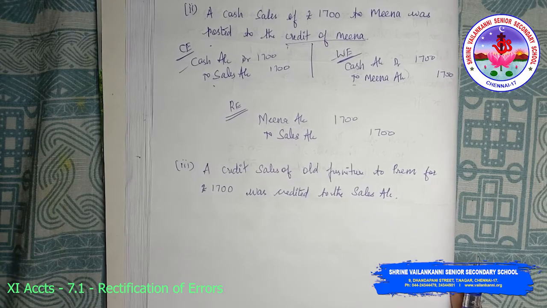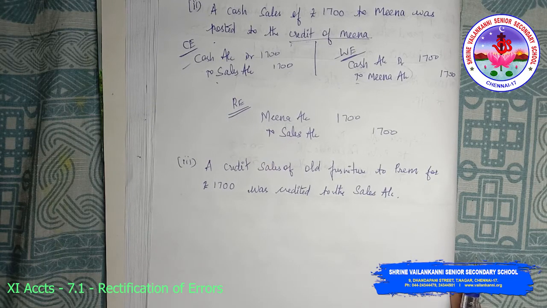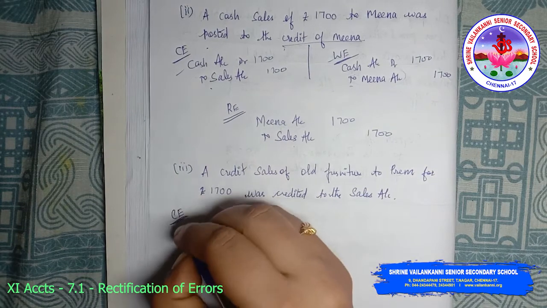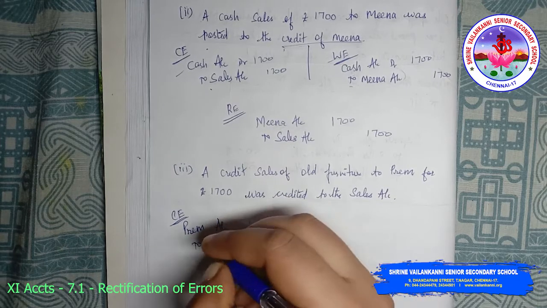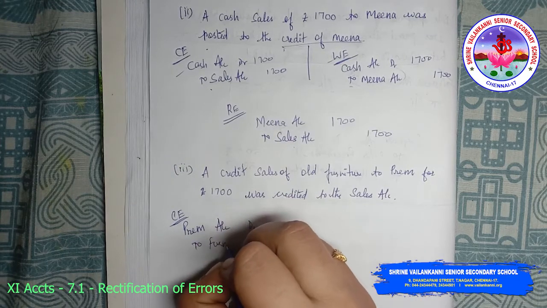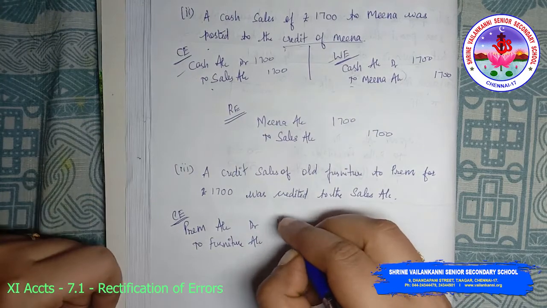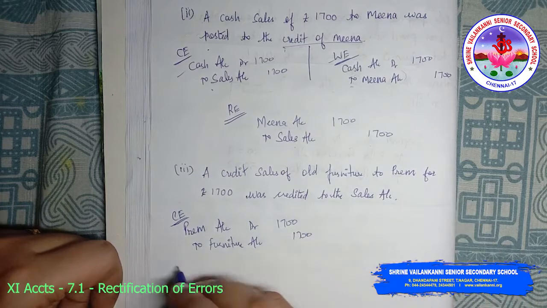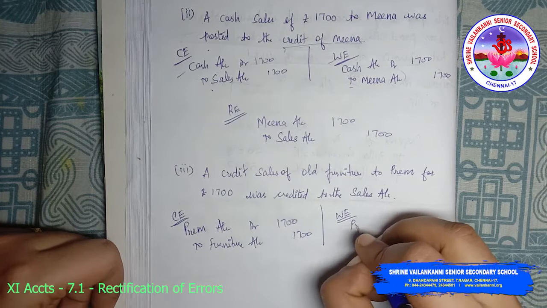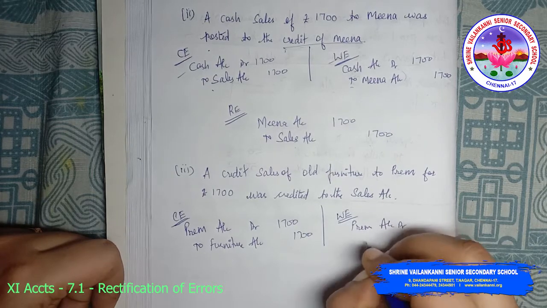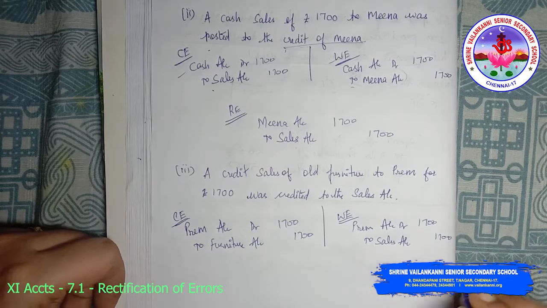to the sales account. So actually what is the correct entry? Correct entry should be Prem account debit to furniture account 1700. This is the correct entry. But what is the wrong entry that they have done? They have credited to sales account. Prem account debit to sales account. This one they have done.